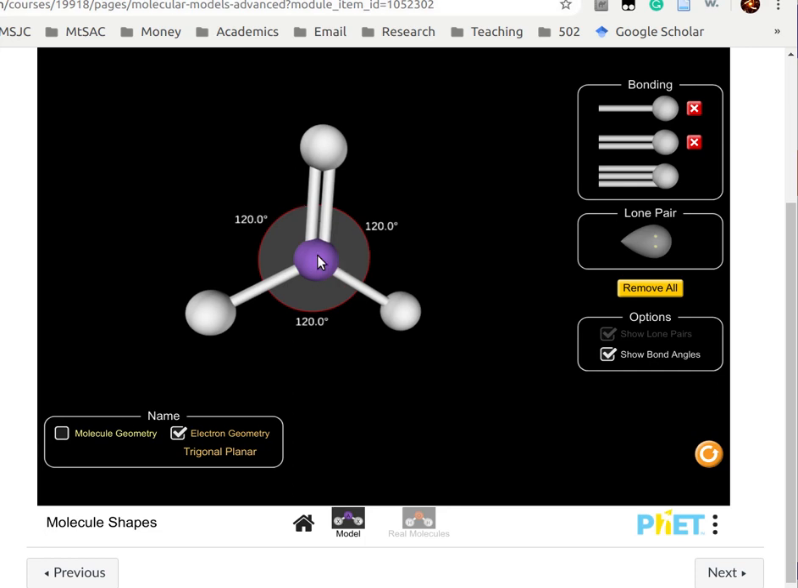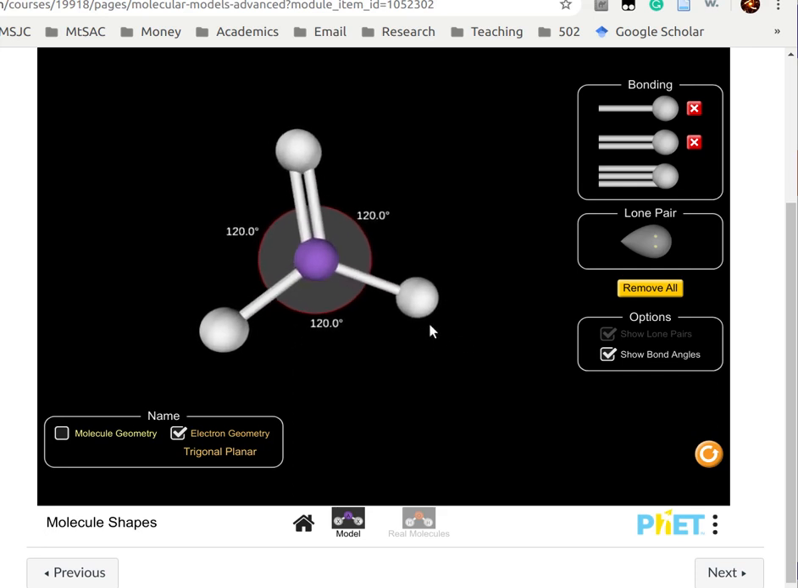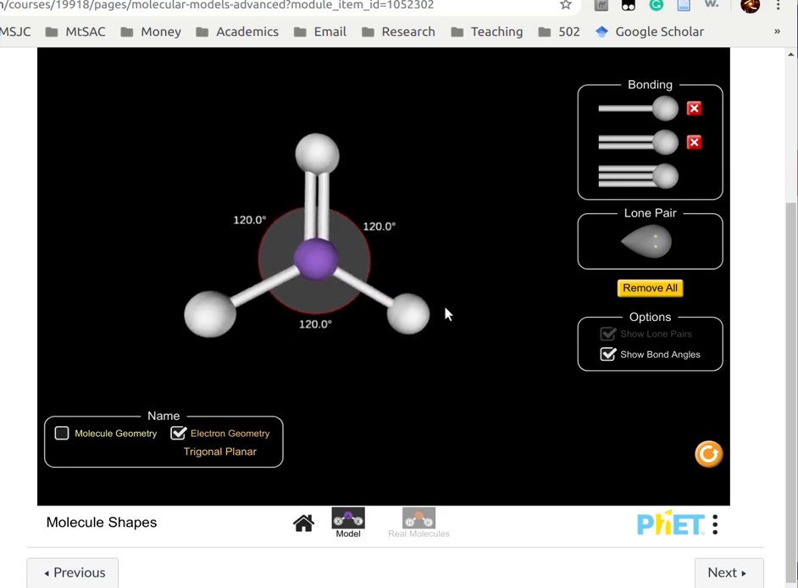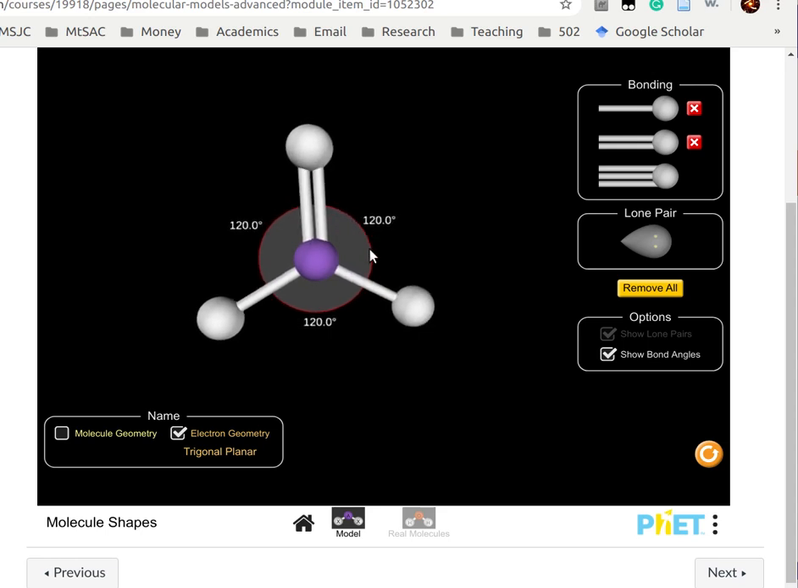Okay, so to look at that, we're going to come back to our simulation here, and we find that if we add 3 electron groups around that central atom, then the electrostatic repulsion is going to be minimized if each one of these electron groups is 120 degrees away from the others. Okay, so you can think about it as, we have 360 degrees of freedom here.